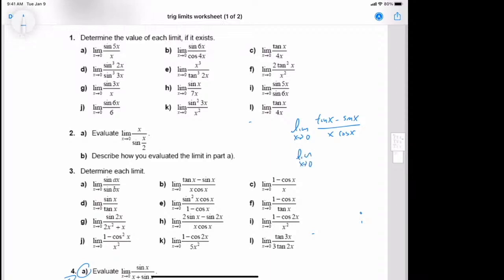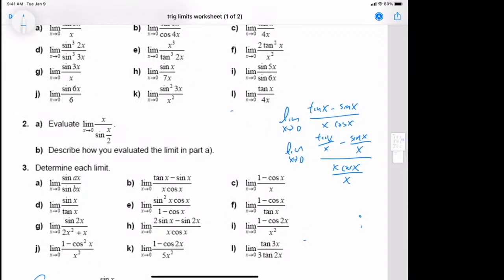So x approaches 0. I'm going to take the tan x divided by x minus sine of x over x, over cosine of x over x. Do you see what I did? Yeah, I divide everything by x. And this x and x cancel out.